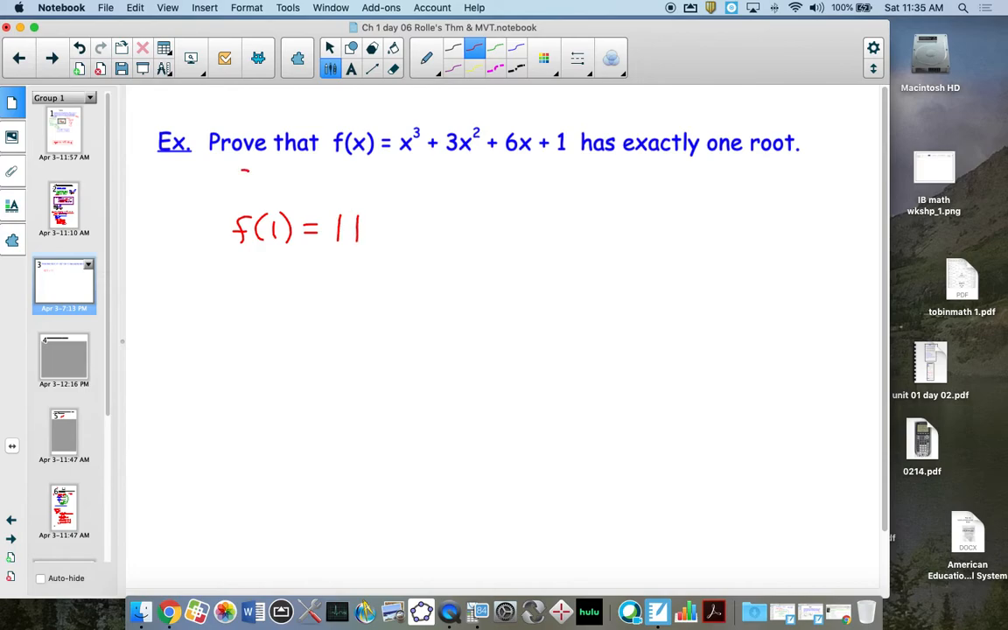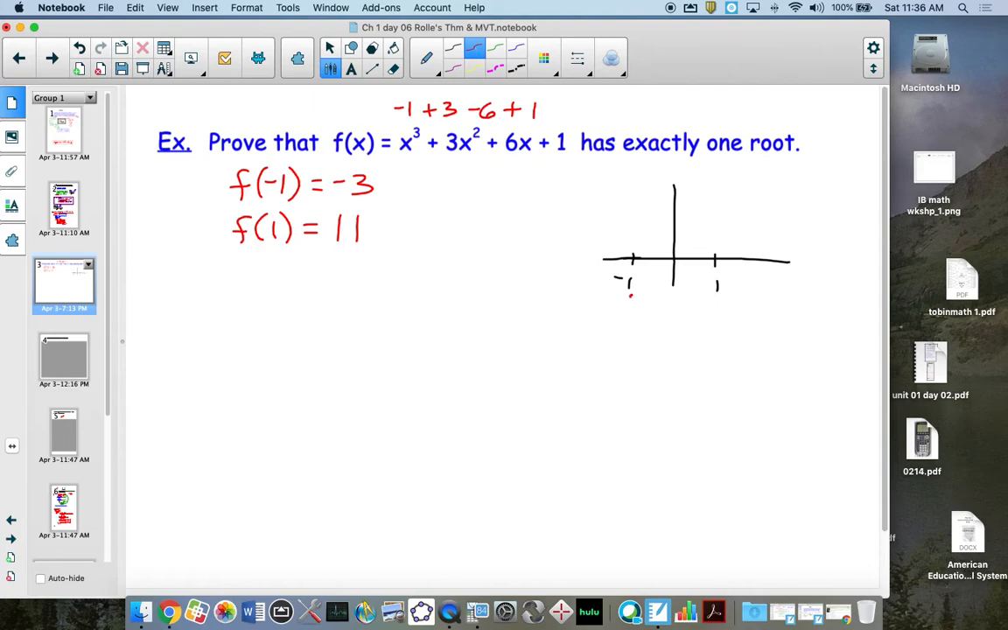Alright? Let me find, how about negative 1? If I plug that in, I'm going to get negative 1 plus 3 minus 6 plus 1. So that's going to give me a negative 3. Now notice, do this over here, draw a little quick graph. F of negative 1 and f of 1. F of negative 1 is negative 3.